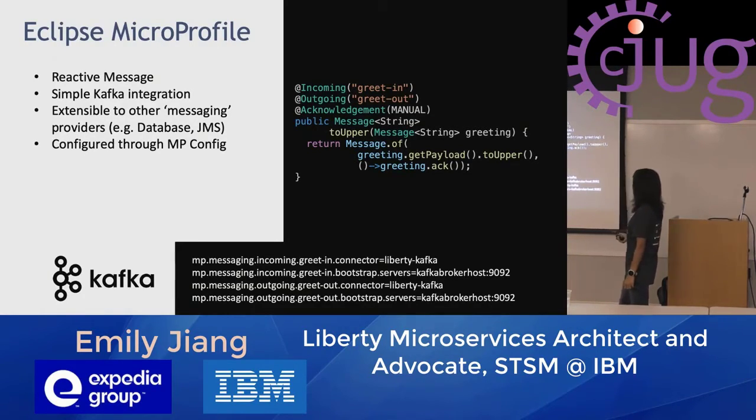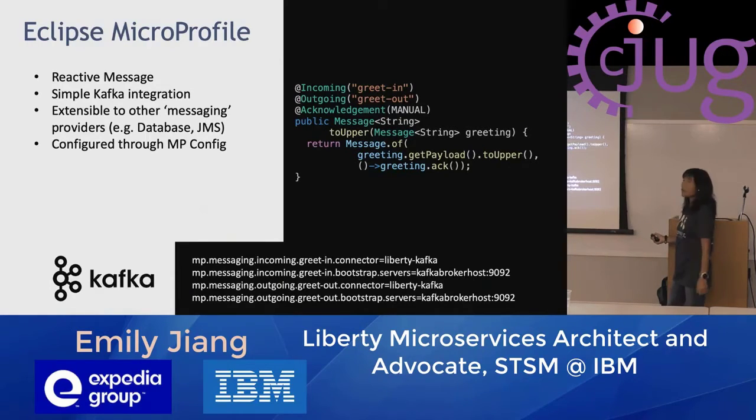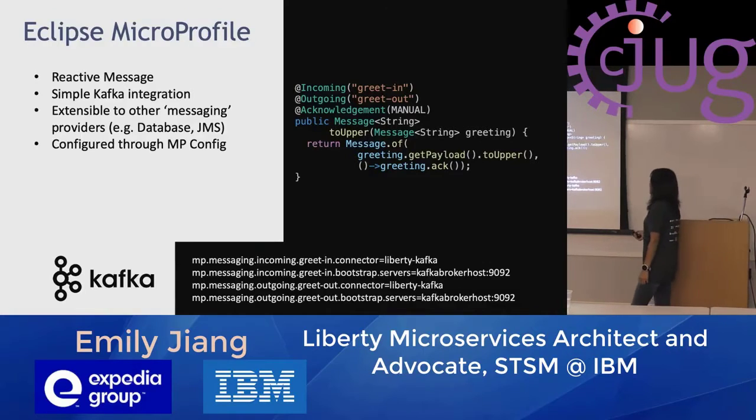So with this microservice, obviously I need to find out where Kafka lives. So we use this configuration to specify the Kafka host, which is host:9092. This is incoming. mp.messaging is the prefix, and this is incoming, corresponding to this incoming channel name, greeting-in. This is equivalent to the Kafka topic.